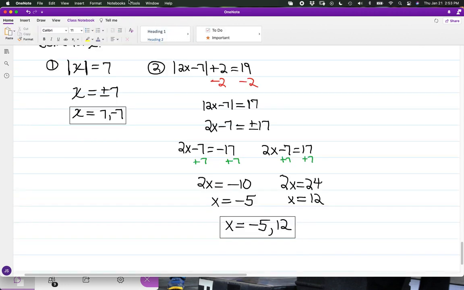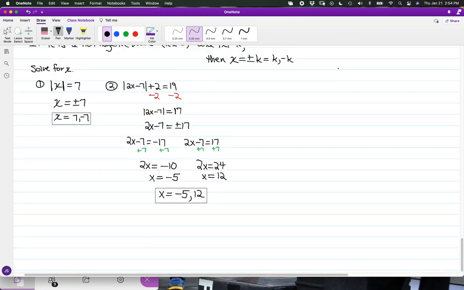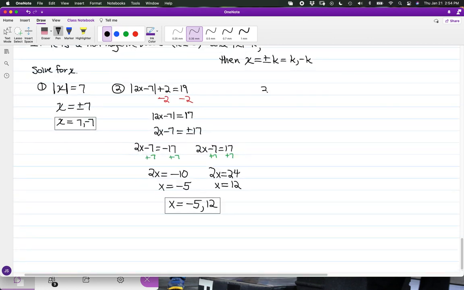And let's say that if we have another case here, and we'll say we have that the absolute value of x plus 5 is equal to negative 16. So yeah, the absolute value of x plus 5 is equal to negative 16.